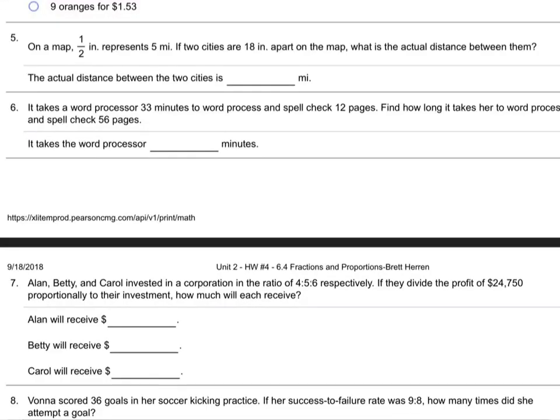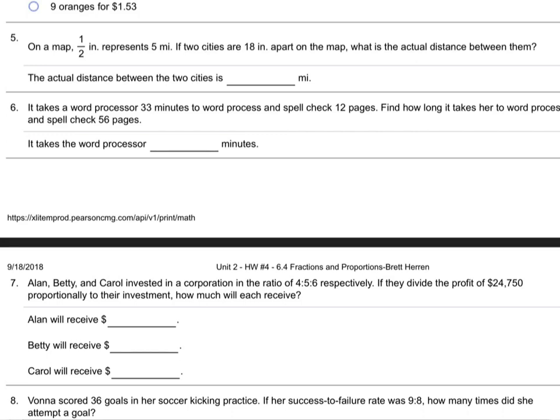Number 5, on a map, a half an inch represents 5 miles. So like a key on a map. We don't do that anymore, right? We all have it on our phone. But in the olden days, back when I was a child, there were actual physical maps, and you unrolled them and looked at them, and they had a key in the corner, which said a half an inch equals 5 miles.